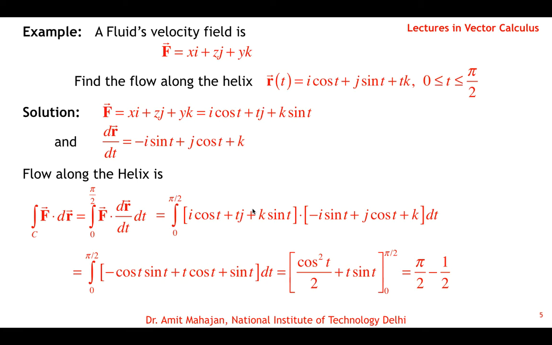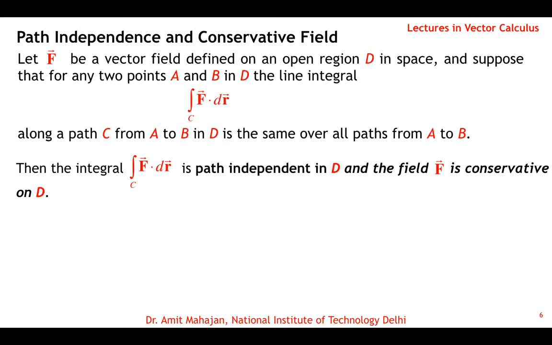Now we take the definition of path independence and conservative field. We just calculated line integrals, and we say that, from a point A to B, along a curve or along a path C which lies inside the domain.